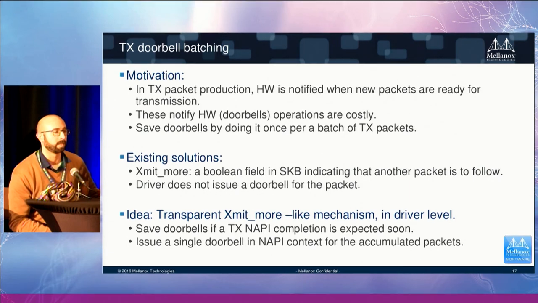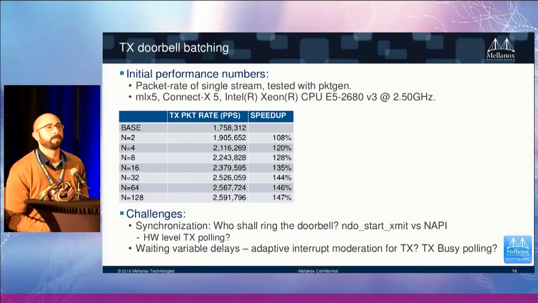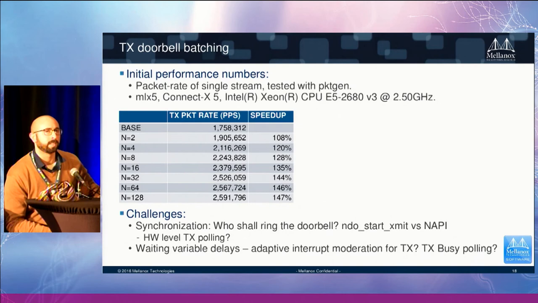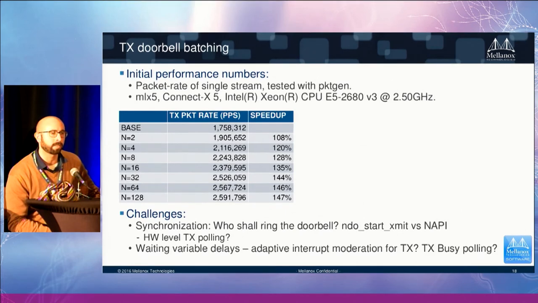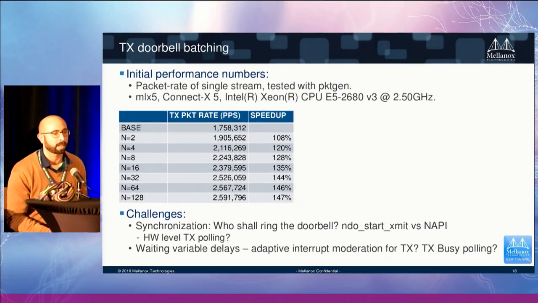When the NAPI context runs, only then we issue a single doorbell for all the packets accumulated in the ring. I think Eric raised this idea in the mailing list, and he also implemented a patch for the Mellanox 4 driver. He also saw a gain of about 75%, if I'm not mistaken. I took this and wrote a patch for Mellanox 5, over ConnectX 5. And as a proof of concept, we see the gain we can get in packet rate.